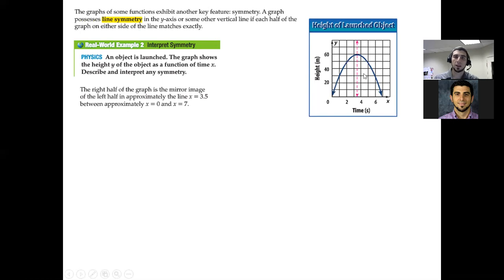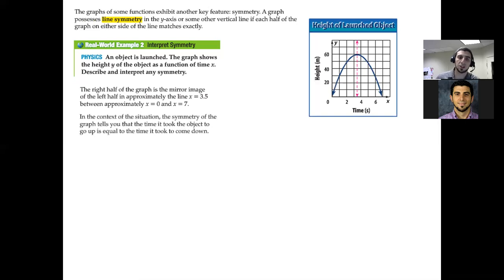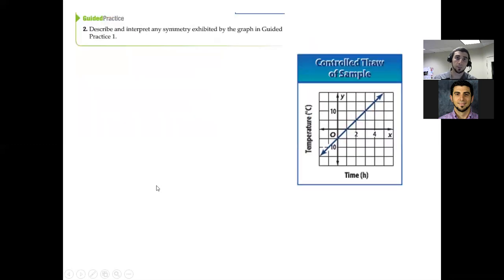Okay? And if you notice, it starts at 0, goes up, comes back down, and stops down here at 7. And it looks like the line is about right smack dab in the middle of that, which would mean it's at about 3.5. So in the context of the situation, the symmetry of the graph tells you that the time it took the object to go up is about equal to the time it took to come back down.